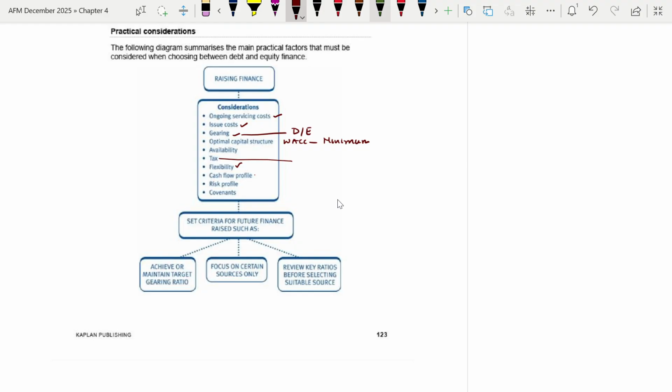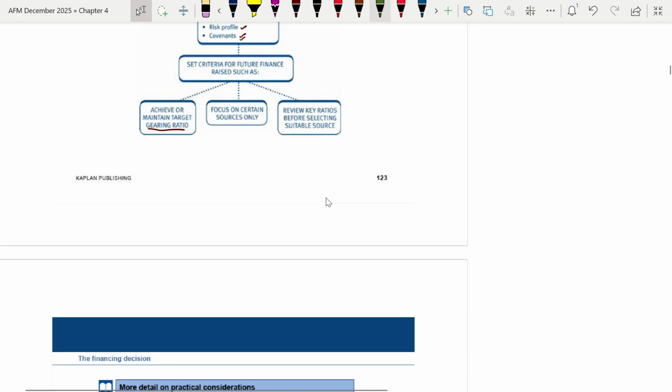You have the cash flow profile in terms of inflows and outflows. We will also take the risk profile and what are the conveniences, what are the guarantees we are going to work out. It means raising finance is not just one simple process. You will have multiple sources. Set criteria for the future, such as achieving or maintaining a gearing ratio. They will say very clearly that the gearing ratio will be 40%.